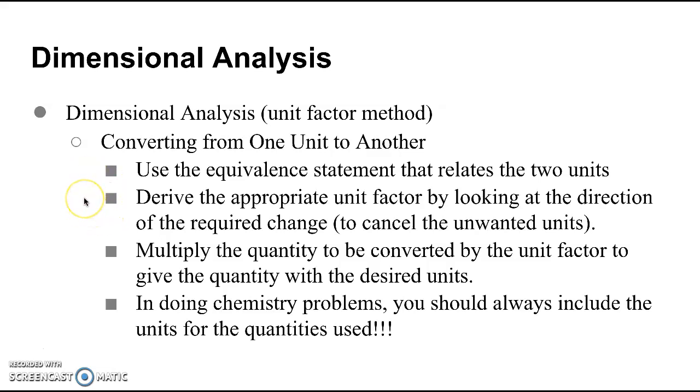Then we want to derive the appropriate unit factor by looking at the direction of the required change. We want to look at what we want to cancel. What's given? Those are the units that we want to cancel. And what units are we looking for at the end? Once it's set up, you multiply the quantity to be converted by the unit factor to give the quantity with the desired units. I'll show you a couple of examples of what that looks like.